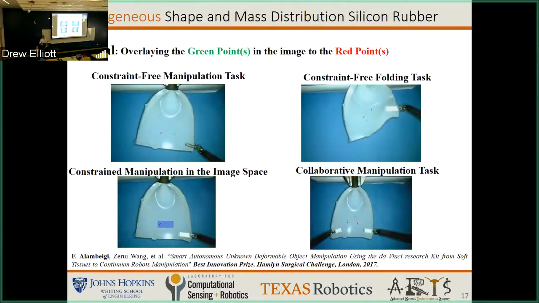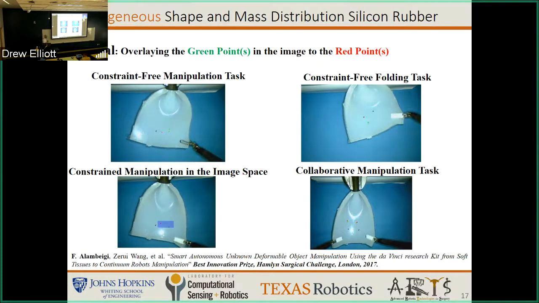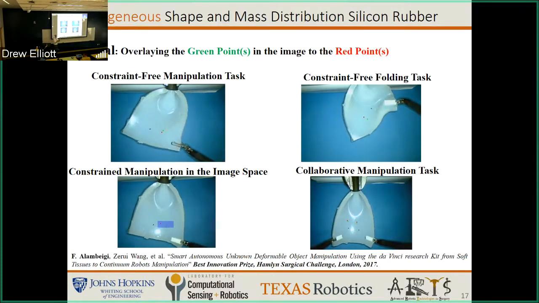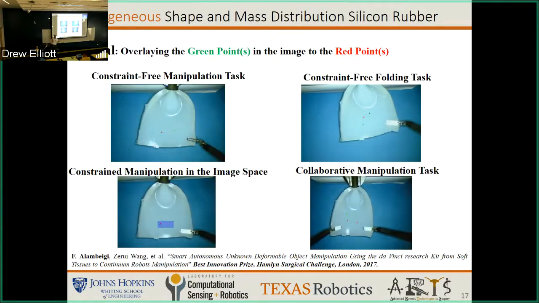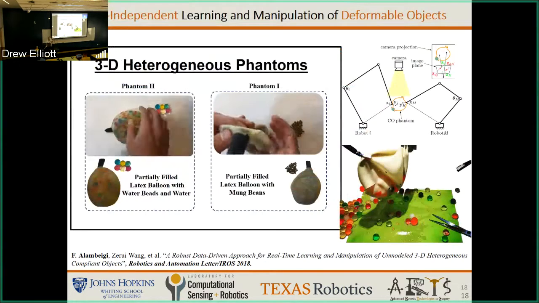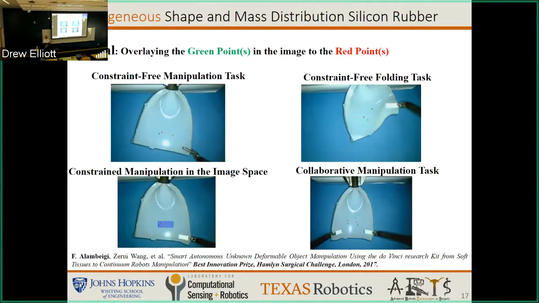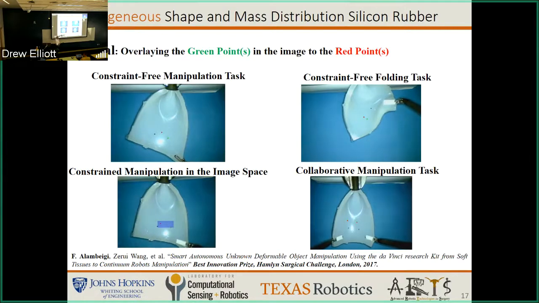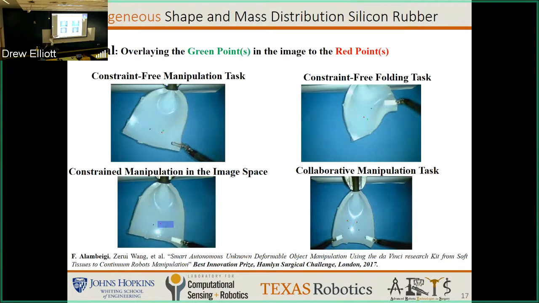The very first thing that we did was, we have different types of deformable objects. We call it here homogeneous. Basically, it was a piece of silicone we molded, and there is no heterogeneity in terms of mass distribution and elasticity. And we did different things. If I go back here, we did unimanual and bimanual manipulation, and the goal here was always to move one point, the green point, to the red point.